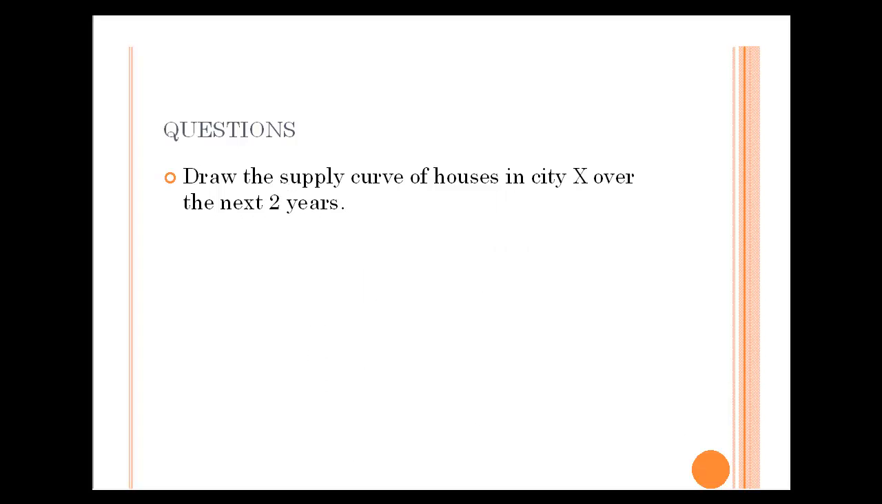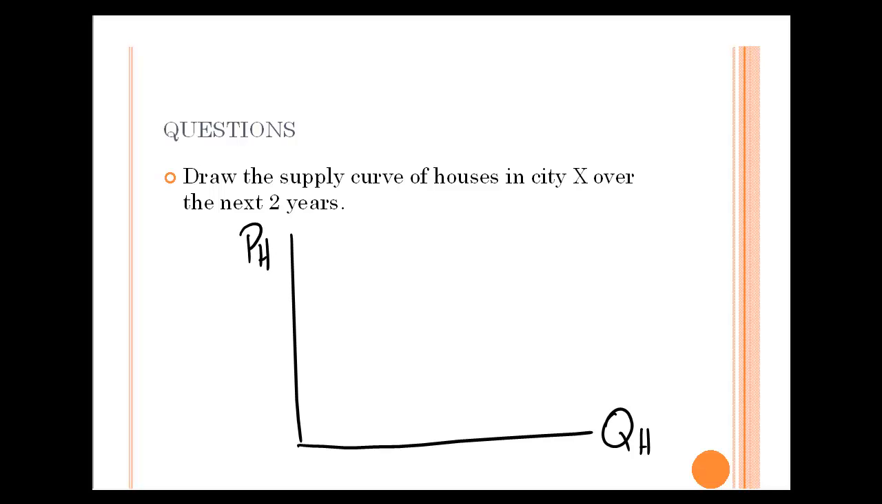Let's go to another question. Draw the supply curve of houses in city X over the next 2 years. All right, notice our time period is different now. So we've got quantity of houses here, price of houses. All right. And so if the price of houses goes up from PH1 to PH2, is it possible to produce more houses at PH2 than PH1 if we're talking about a period of 2 years?